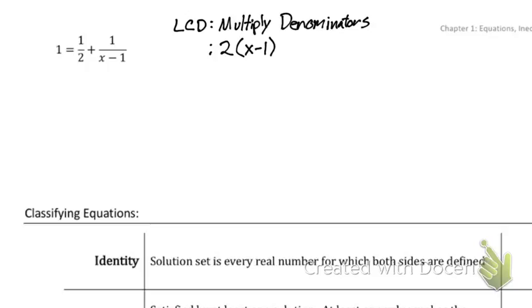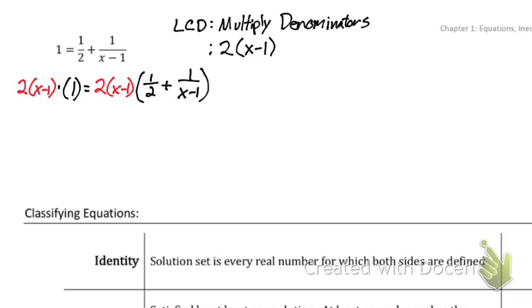Now we're going to multiply both sides by that 2 times x minus 1. So we'll have 2 times x minus 1 times that 1 on that side. And that's going to equal 2 times x minus 1 times everything on the right side. So that's 1/2 plus 1 over x minus 1. Well, 2 times x minus 1 times 1 is just 2 times x minus 1. So let's go ahead and distribute the x to give me 2x minus 2.